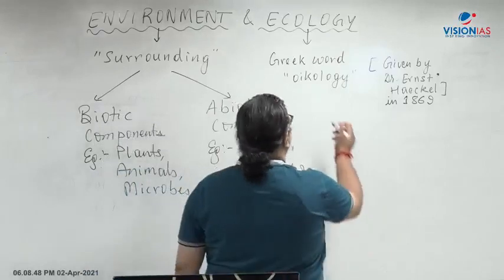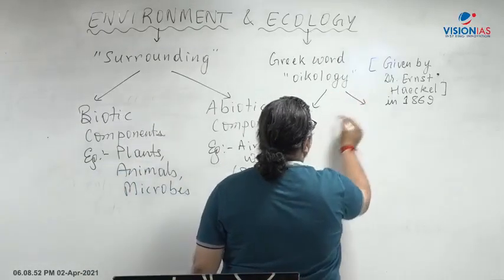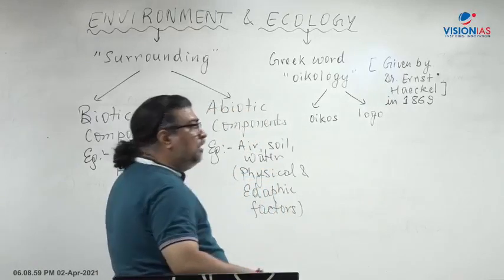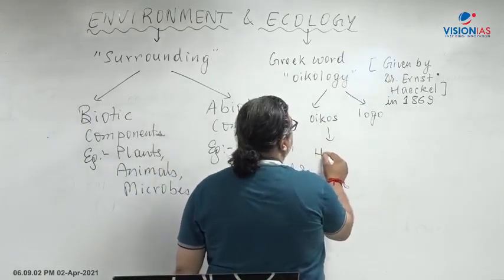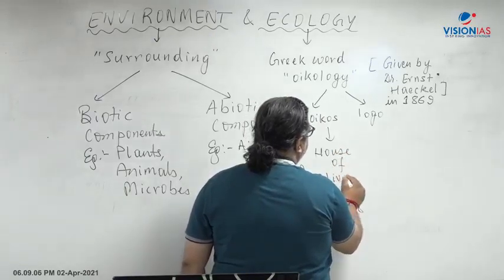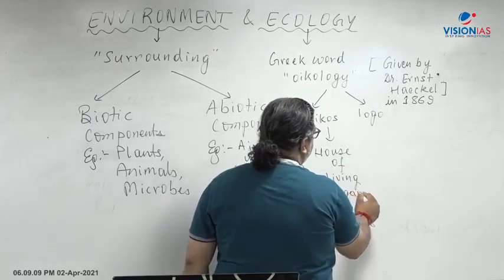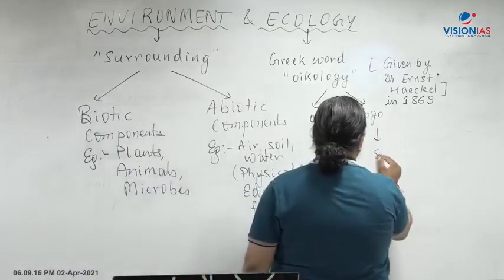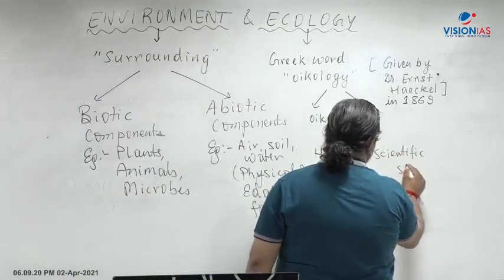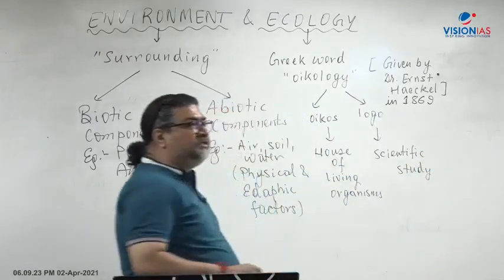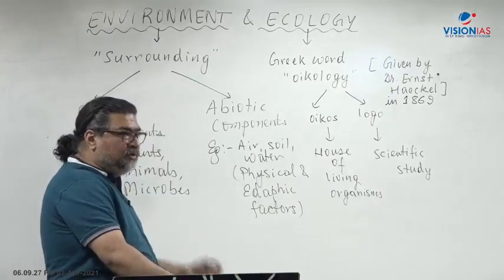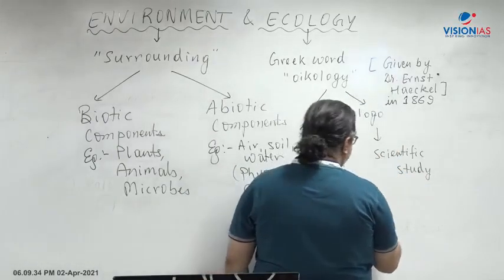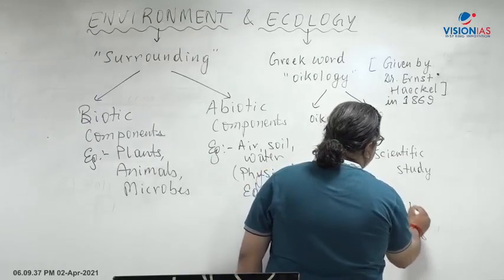Now the ecology word is made of two terms, oikos and logos. Oikos here means the house of living organisms, plants, animals and all the living organisms, wherever they are found to live. And logos, as you know, is scientific study. So in a literal meaning of the word oikology, from which the word ecology has come, it basically means the scientific study of the house of living organisms.